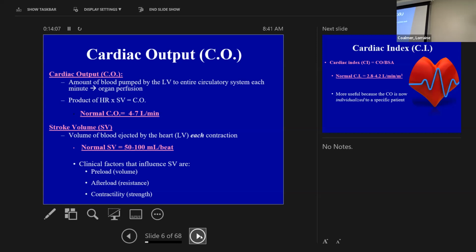It could be if the contractility is off. Give me another reason. Dysrhythmias could definitely do it, right? AFib could definitely affect it because the rate's going to be fast. It's not going to have time for the heart to fill.